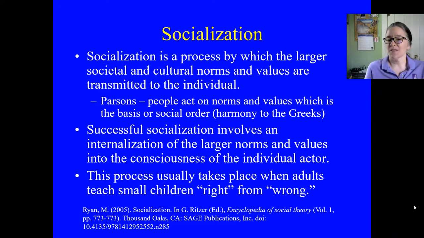And the process usually takes place when adults teach small children right from wrong. We say that the family is the first agent of socialization, or the first institution of society that works in socialization. But all the institutions of society work to socialize people, and we're here to study schools in particular as institutions of socialization.